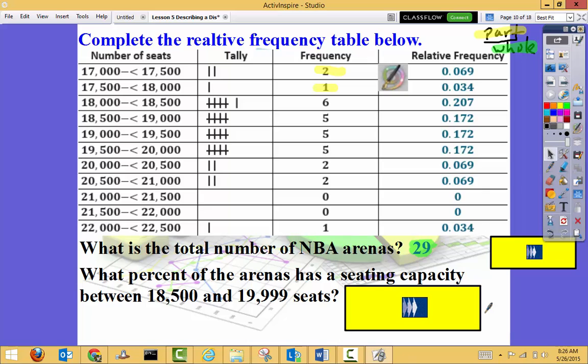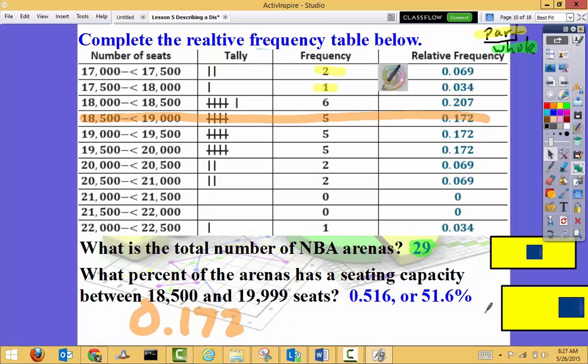So now I'm ready to go on to this next problem. What percent of the arenas has a seating capacity between 18,500 and 19,999? Well, let's look. It's going to fall into this range. So that's 17.2. And so what is that as a percent? Well, I'm going to take this and move the decimal 1, 2 for 17 point that. Now, can someone tell me what is wrong? Why does this answer not match this?